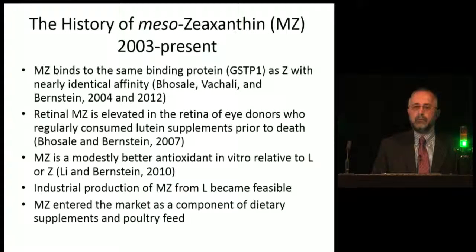We also, in my laboratory, published some work comparing zeaxanthin, mesozeaxanthin, and lutein in some in vitro systems using electron spin resonance, and found that mesozeaxanthin was modestly the best of the three as antioxidants and worked even better when in conjunction with all three of these macular pigment carotenoids. Also, sometime during the 1990s, and I don't have exactly the right year on this, industrial production of mesozeaxanthin from lutein became feasible. And as we know, over the last decade or two, mesozeaxanthin has entered the market as a component of dietary supplements and as poultry feed.